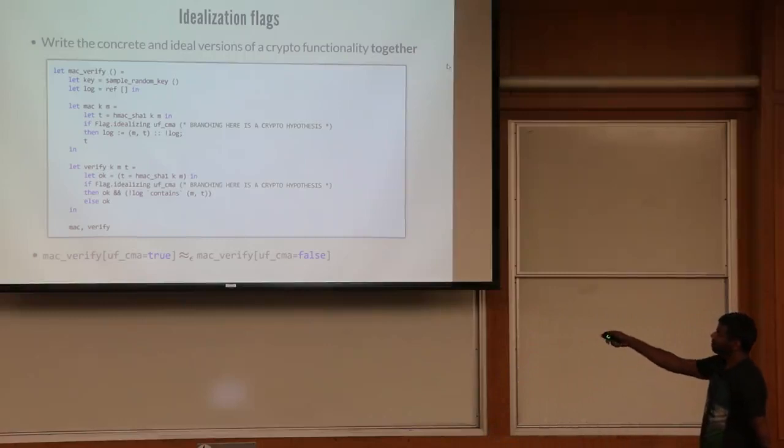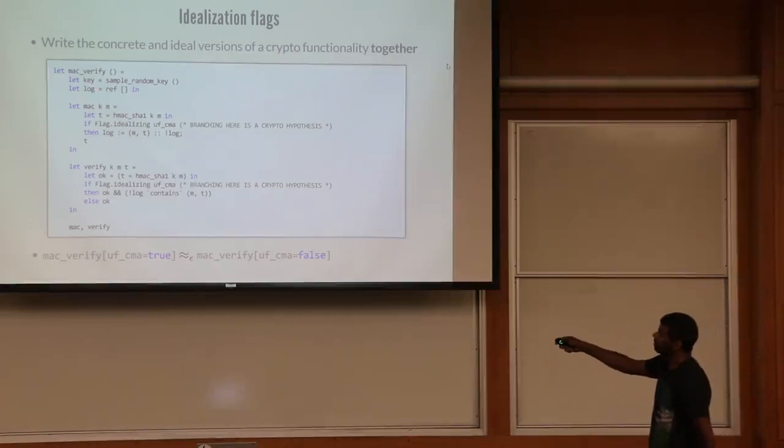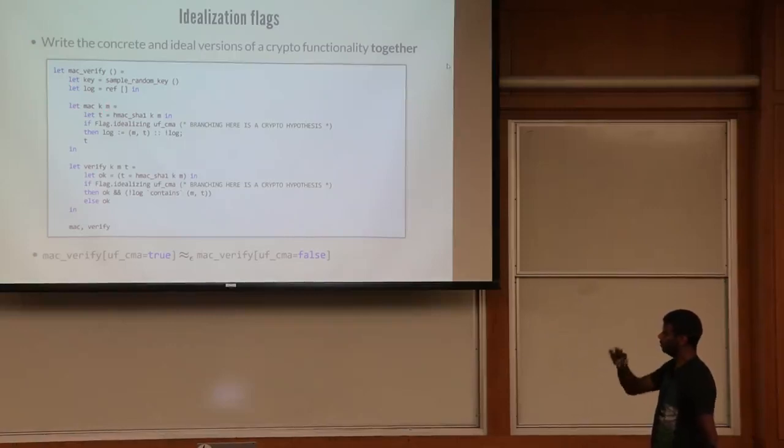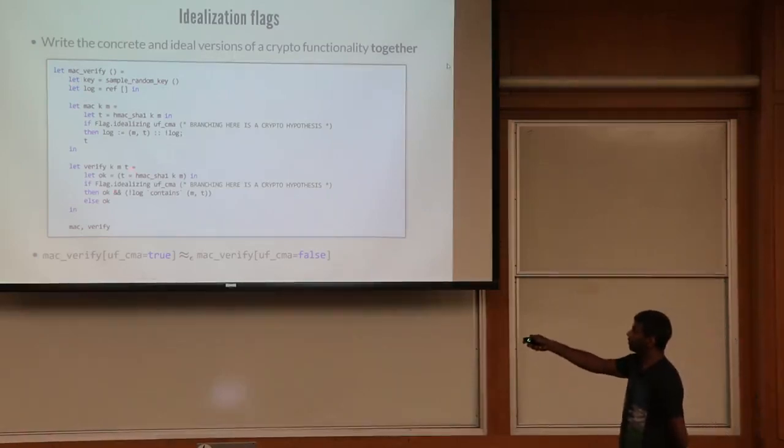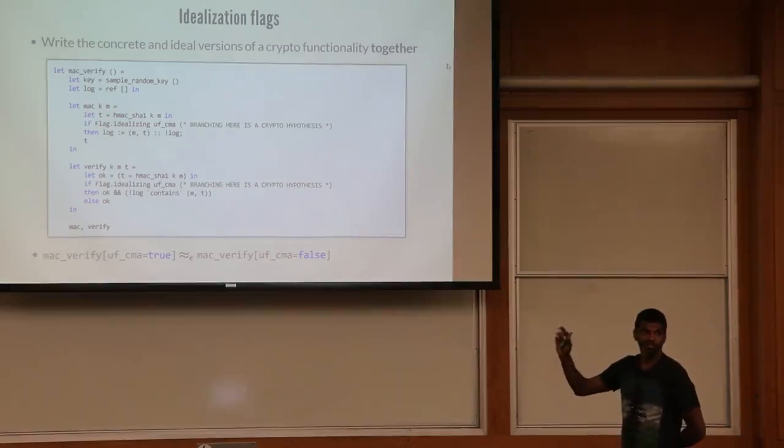So here's what it would look like. This is the hmax SHA-1 game. This is the UFCMA game for hmax SHA-1. It has the same structure as what I showed you before. You can sample a random key and you allocate a log. And there's two functions, mac and verify. There's kind of two control paths through each function. There's the concrete control path, which is the actual raw version of hmax SHA-1, where these paths are toggled by these idealization flags that we have.